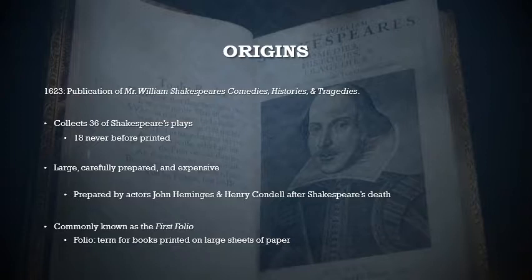And it's prepared by two actors who were in Shakespeare's troupe, John Hemmings and Henry Condell, and they prepared it a few years after Shakespeare's death. We call this the first folio. Folio is a term for the size of paper that is printed on.